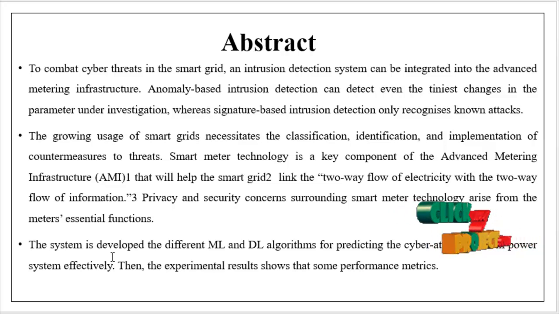Anomaly-based intrusion detection can detect even the tiniest changes in the parameter under investigation, whereas signature-based intrusion detection only recognizes known attacks. The growing usage of smart grids necessitates the classification, identification, and implementation of countermeasures to threats. Smart meter technology is a key component of the advanced metering infrastructure that will help the smart grid link the two-way flow of electricity with the two-way flow of information.